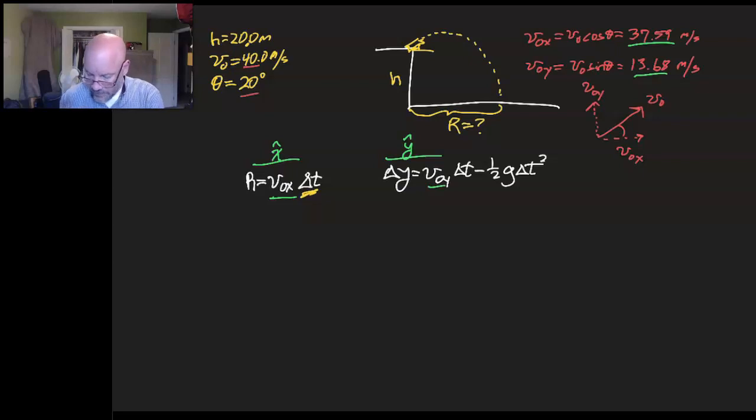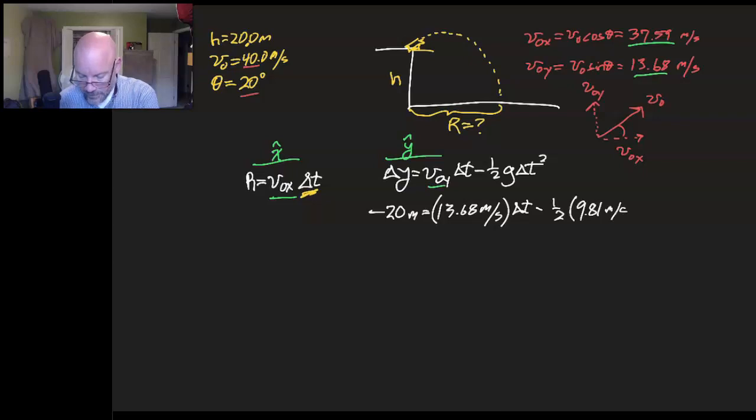So let me write all that out. If we plug some stuff in there, I'm going down 20 meters, and then I'm going to have 13.68 meters per second times some time, which is going to be seconds, of course. And then minus a half 9.81 meters per second squared, and my delta t squared. Now units wise, the seconds in here is going to cancel that. I'm going to have seconds squared, which is going to cancel that. So everything comes back to meters for me.